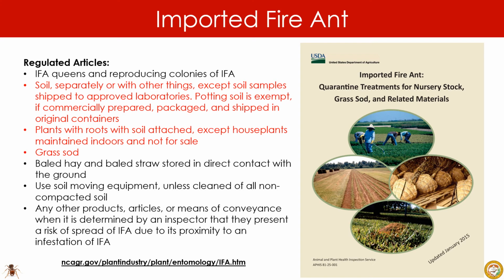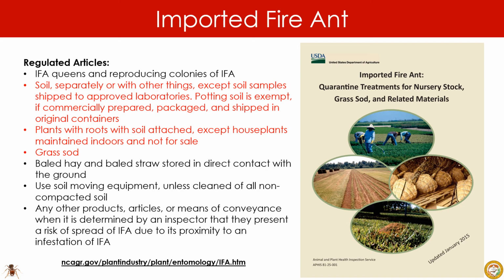Any other products, articles, or means of conveyance of any character whatsoever not covered by the above, when it is determined by an inspector that they present a hazard of spread of the imported fire ant, and the person in possession thereof has been so notified. NCDA and CS personnel can issue certificates authorizing movement of regulated articles when certain approved procedures have been utilized to ensure the regulated articles are free from IFA.